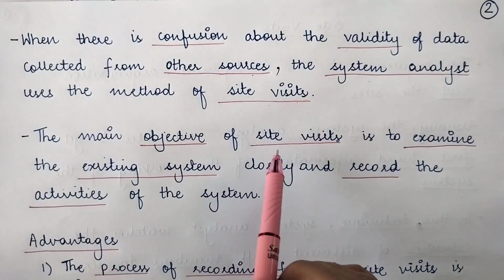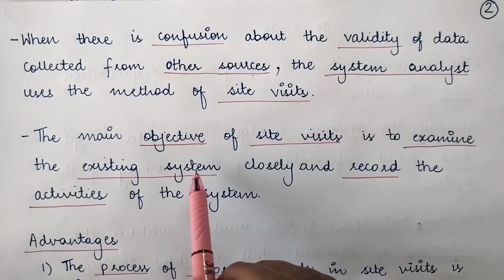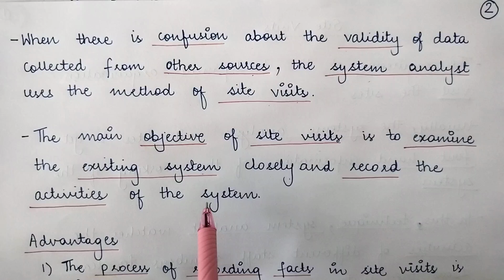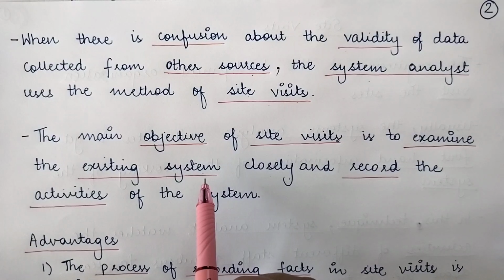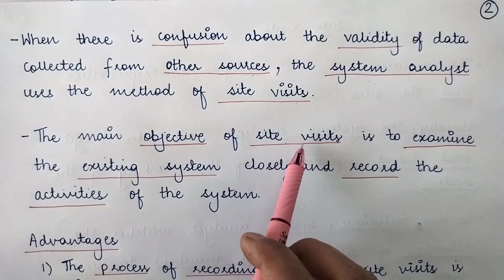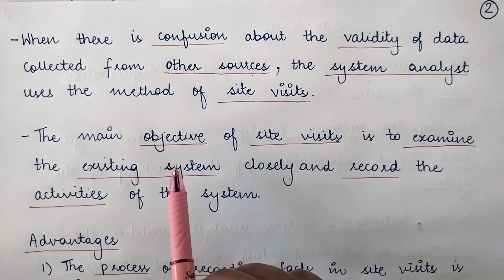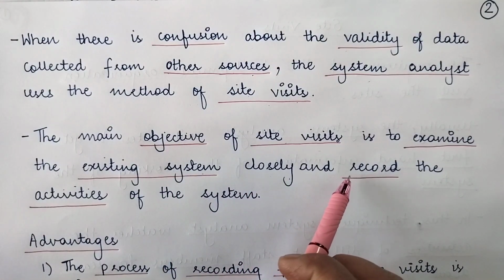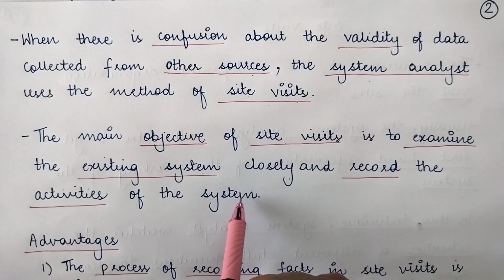The main objective of site visits is to examine the existing system closely and record the activities of the system. When you are about to develop an information system for a particular organization, you need to know about the working of the existing system in that organization. So basically site visits facilitate examining the real working of the existing system very closely, and then those activities and workings can be recorded by the system analyst.